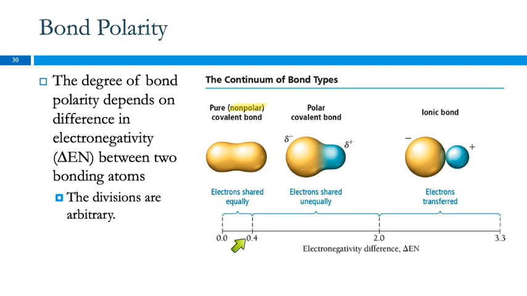And you can actually have a little bit of difference here, where it's shared slightly unevenly, but we've decided it's close enough. So we've got these divisions here, and these divisions are arbitrary, but everybody agrees that that's what they're going to be. If the difference is 0.4 or less, then we call it a nonpolar bond. If it's between 0.4 and 2.0, then it's polar covalent. And if the difference is above 2, we say it's ionic. Okay?